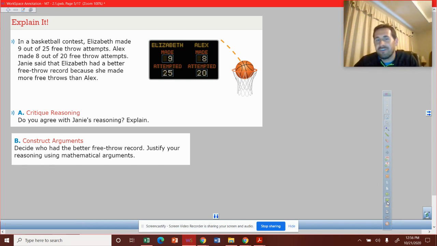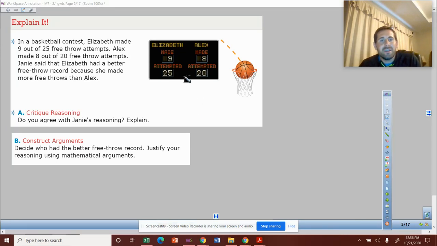So what we've got to do is try to figure out, if we were on the same playing field, if they shot the same amount of baskets, then who's better? So one thing I'm looking at is, let's try to get the attempts to be the same. And the number that 25 and 20 can go into cleanly would be 100. So what would I need to multiply?